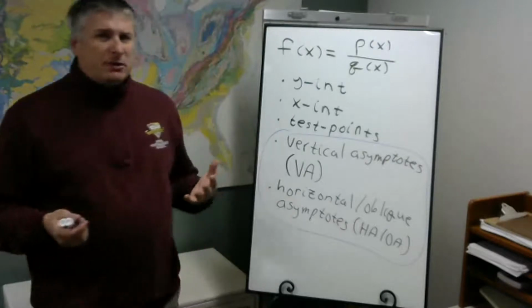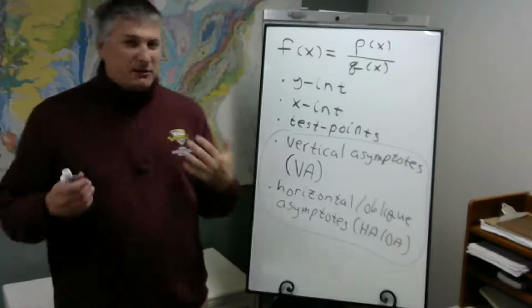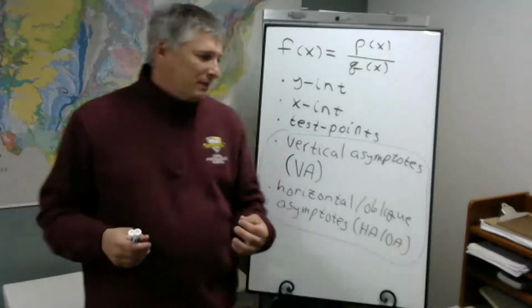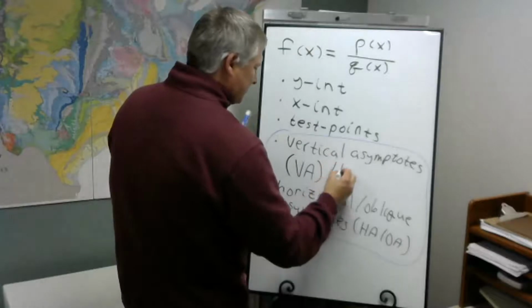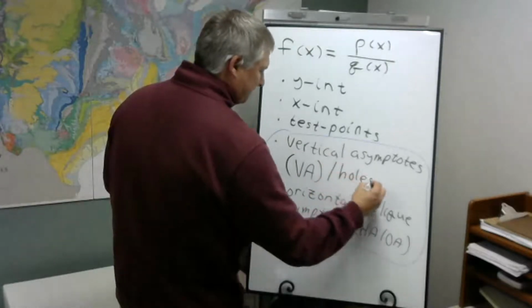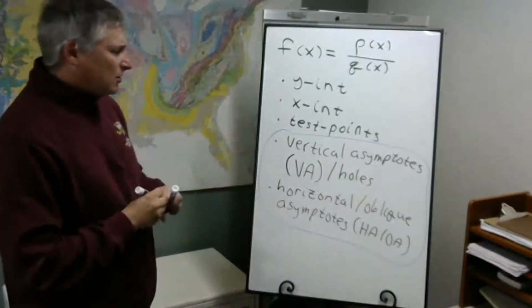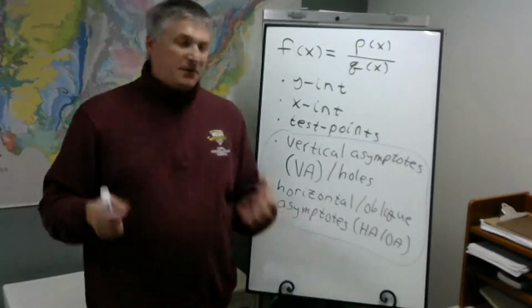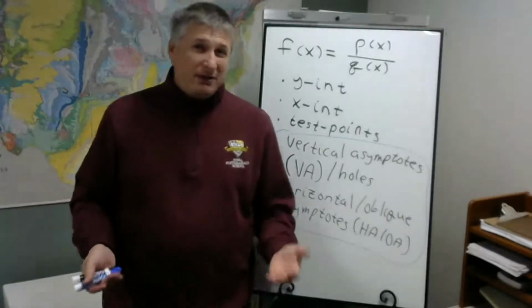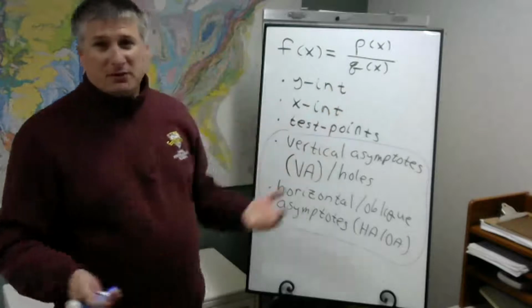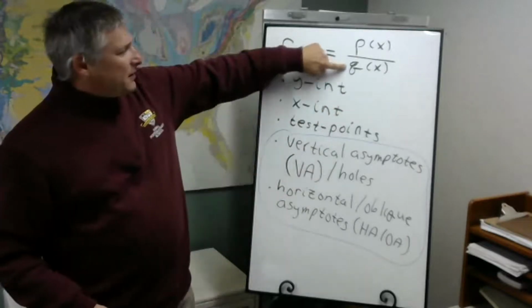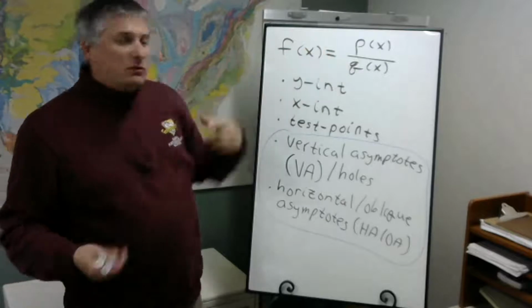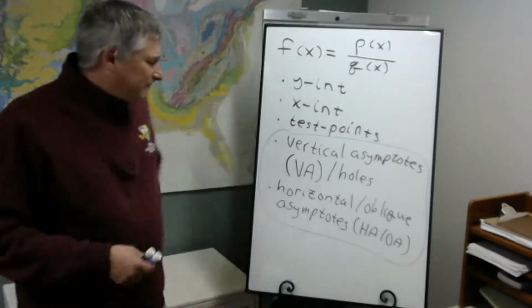Vertical asymptotes basically are where we get divisions by 0. And I should put a little caveat here. What also goes along with these are holes. Holes and vertical asymptotes are the same thing. It's where we get a division by 0 or a potential division by 0. So what that means for our function is they occur at values of x where q of x equals 0.